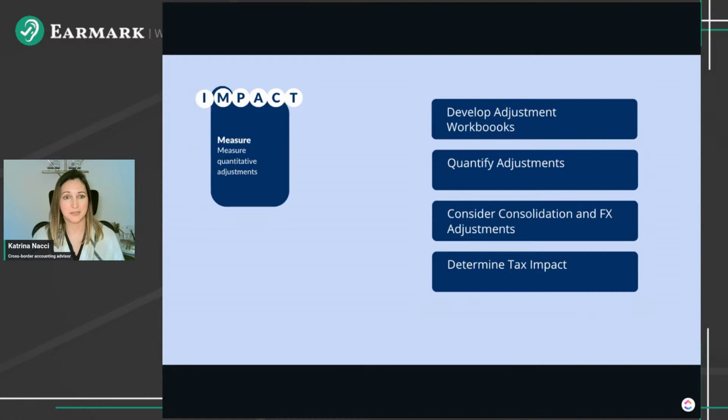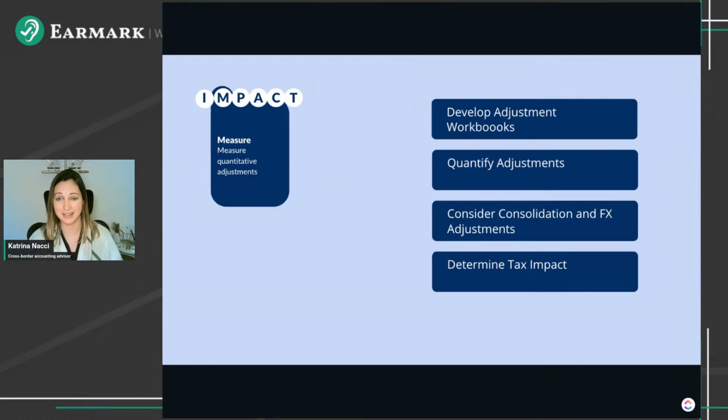The M in IMPACT stands for measure, which is then measuring those quantitative adjustments. So actually, I'm typically doing this together with the identify phase, in that after I fill out that matrix of differences, I'm taking the full company's finance teams through a GAAP conversion summit where we're going through each of those differences one by one, pulling up the supporting files and subledgers in order to develop adjustment workbooks for how you would actually calculate those.